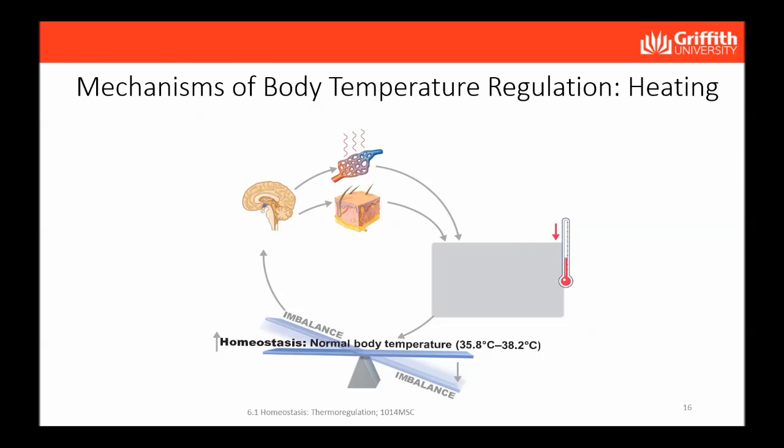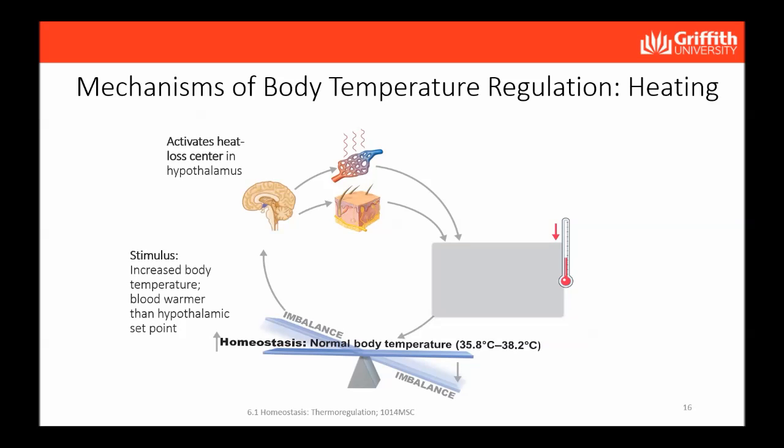Whenever the core body temperature rate is above normal, it activates the heat loss center and triggers the following. When the core body temperature is increased and the blood is warmer than the hypothalamic set point, a stimulus is generated. This stimulus activates the heat loss center in the hypothalamus. The hypothalamus then triggers dilation of the blood vessels in the skin. This allows the capillaries to become filled with warm blood and allow heat to radiate from the skin.